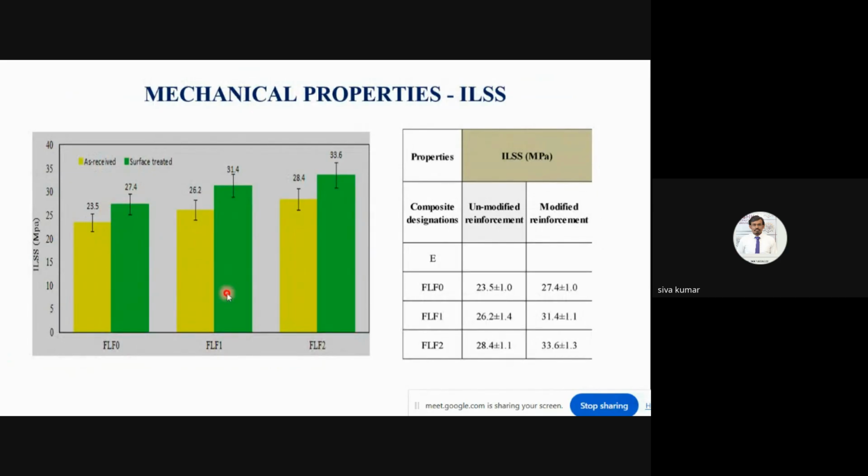And this is the interlaminar shear strength. There is no need to check epoxy, because there is no fiber and leather in that, so it is not possible to check interlaminar shear strength. It is a property only regarding the fiber. So FL-F0, FL-F1 and FL-F2 have a significant amount of improvement in ILSS property, about 6 megapascal for surface treated and CBP particle 1%.